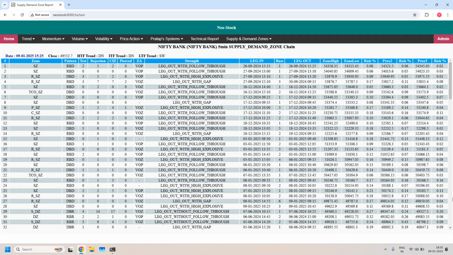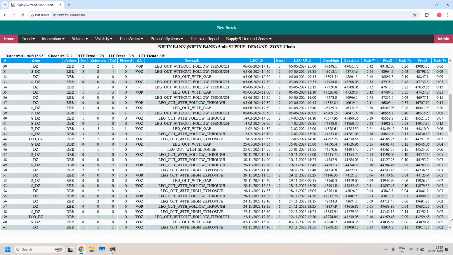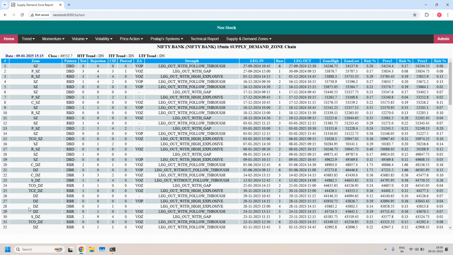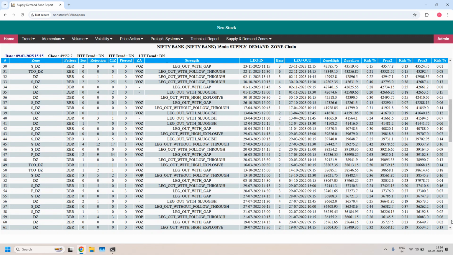So this is about Bank Nifty supply demand zone chain, but here demand zones are very few. Let me scroll the list down so that you can access more demand zones. What about 15 minutes time frame? Let me verify. 15 minutes. You have list from 20. Maybe this is good enough. Still, if you want more 15 minutes demand zones, I am scrolling the list down. Okay, this is about Bank Nifty supply demand zone chain.